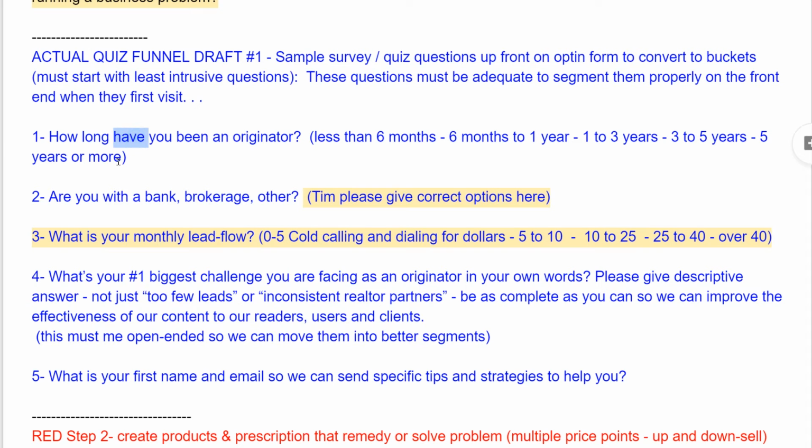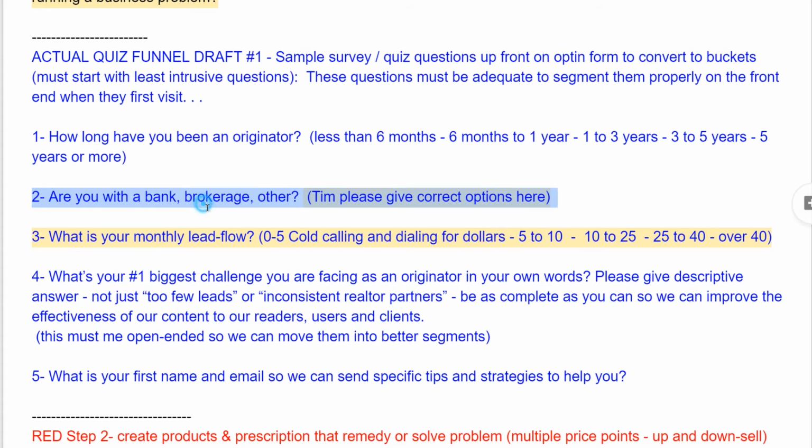We want to go from the least intrusive to more, not necessarily intrusive, but how long have you been an originator? That's not a threatening question. So let's lay out those levels. Are you a bank, brokerage? This is where I really need your help, so they can segment themselves. I'm a loan officer in a bank. I am a broker who has 3 loan officers working in my brokerage. Then the proper terms for this. Or maybe I'm a wholesaler, or maybe am I a retailer?